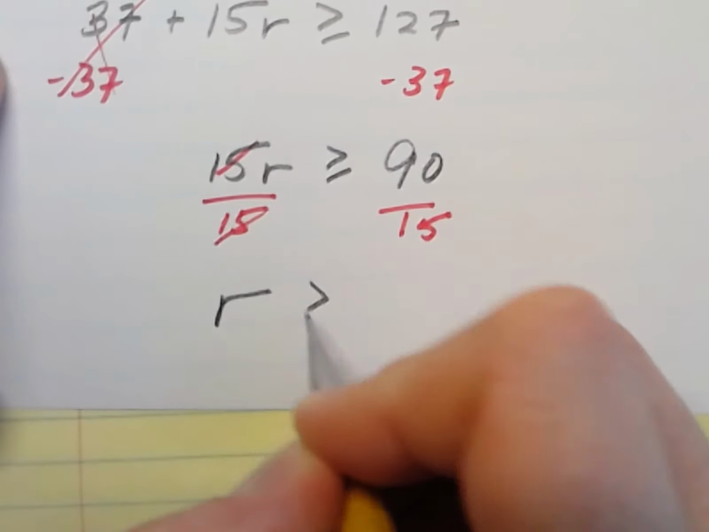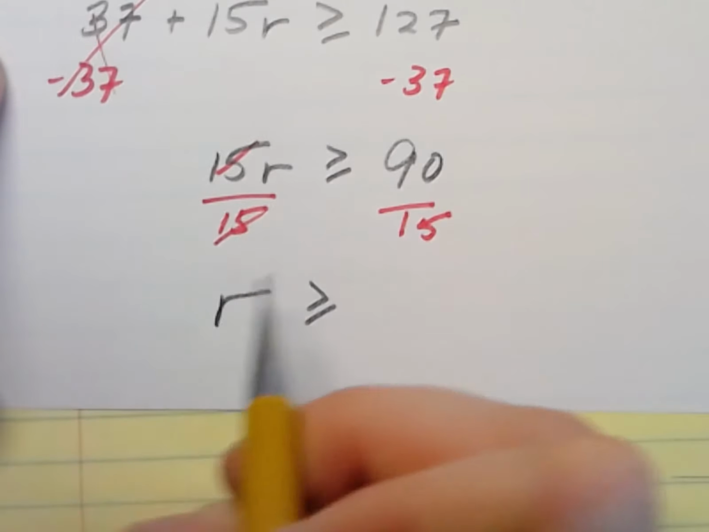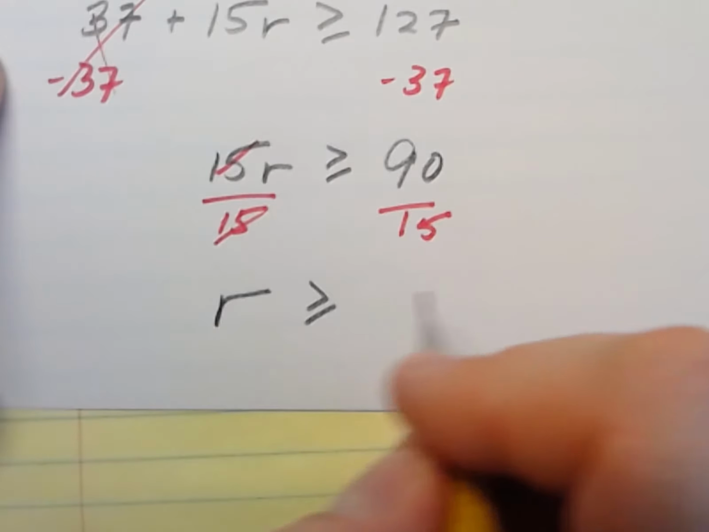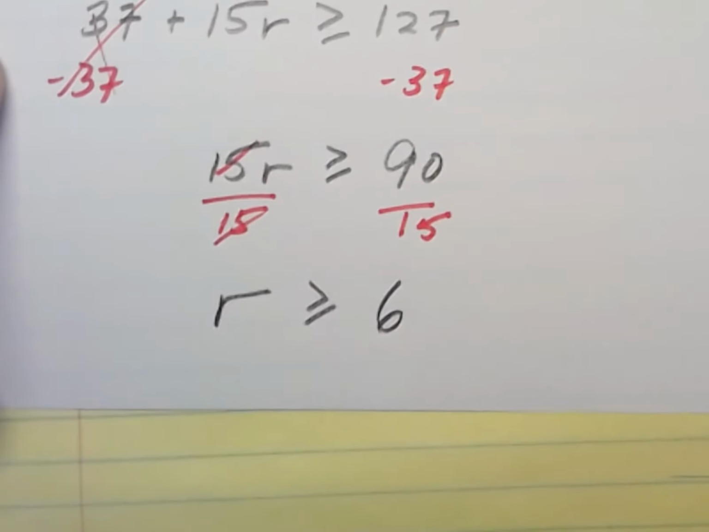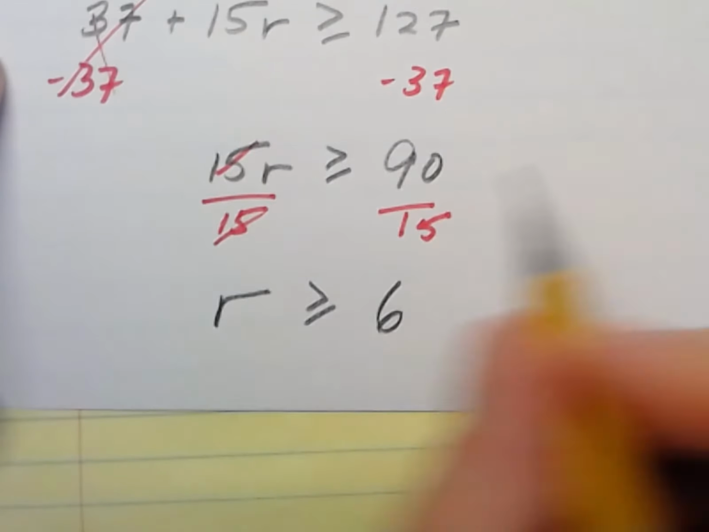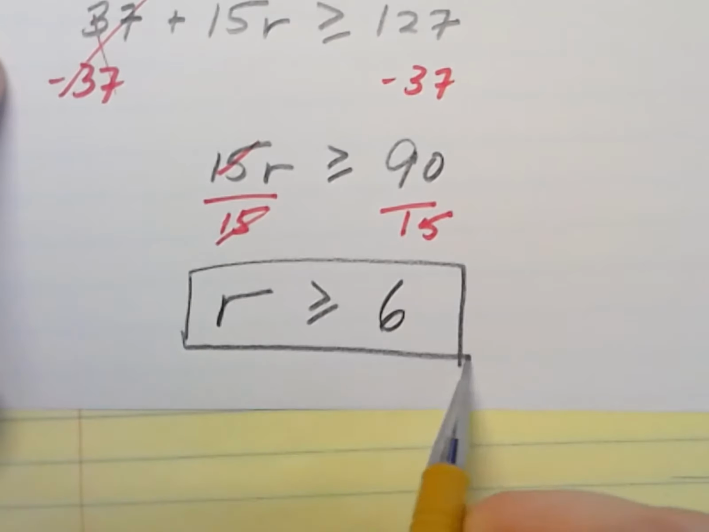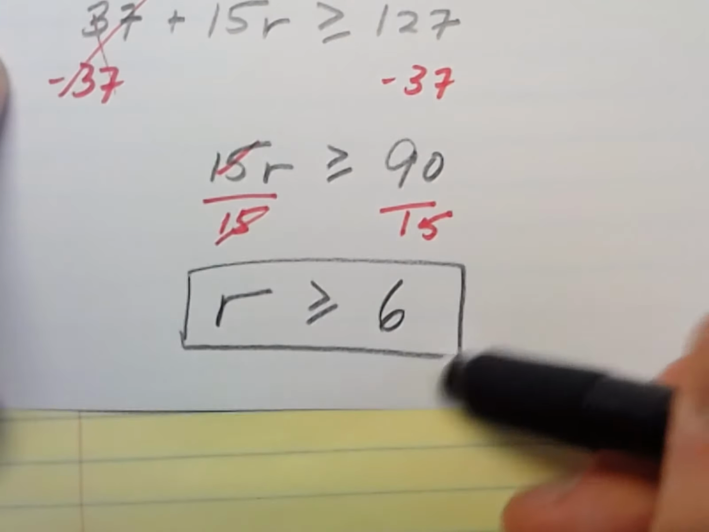I'm not switching the sign here because the 15 was not negative. So R is greater than or equal to 6, because 90 divided by 15 is 6. So this is our solution, right? Now, I'll show you that.